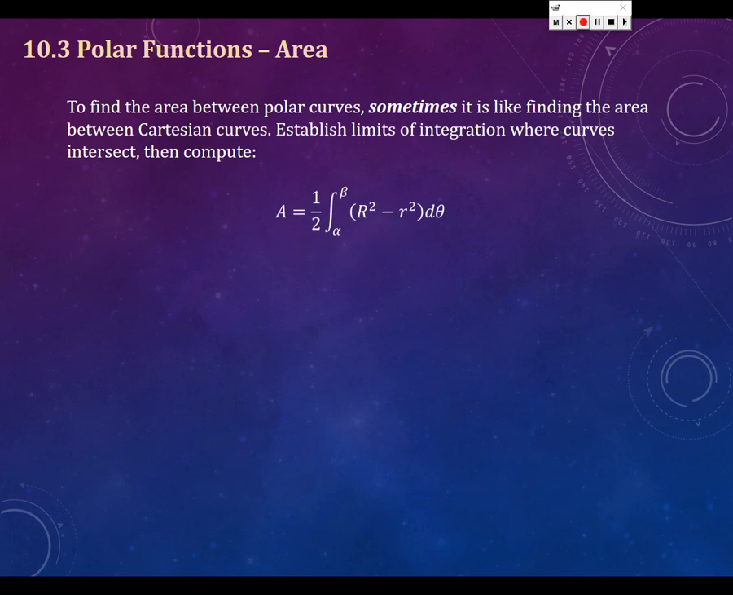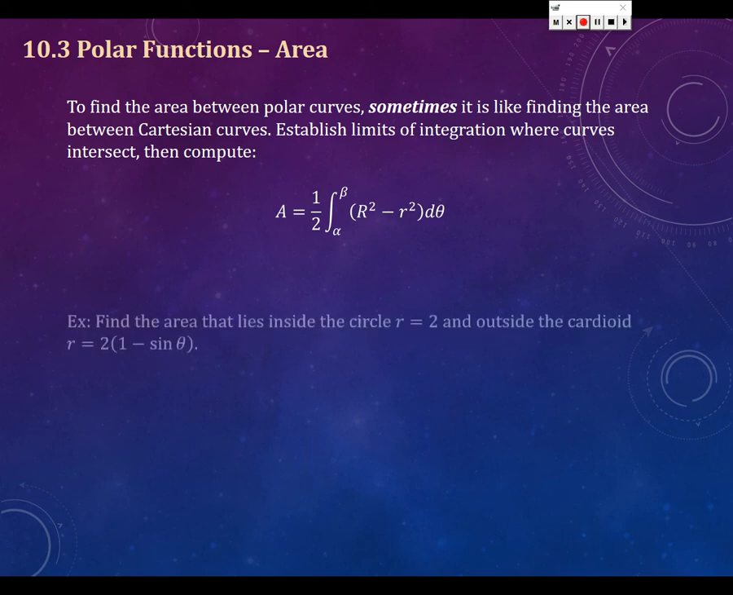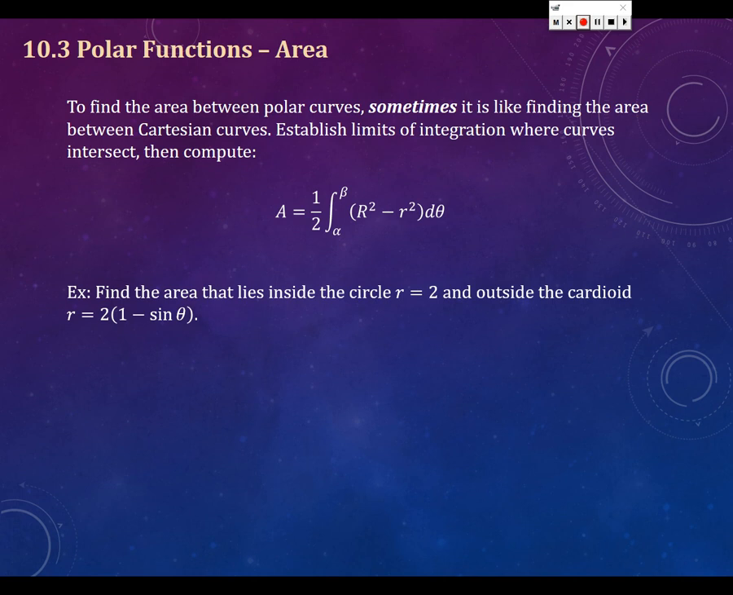So now let's start thinking about area between curves. It's certainly true that sometimes it's just what you would probably expect. It's just the area of the outside one minus the area of the inside one. That's sometimes the case. But I'll just say this. Sometimes it's like that, but sometimes it's more complicated. So we'll do a more complicated example in a minute.